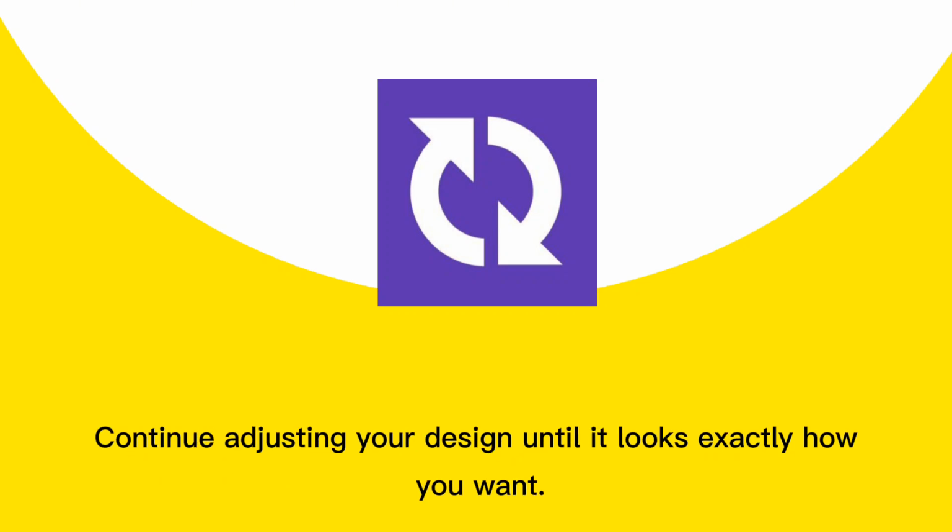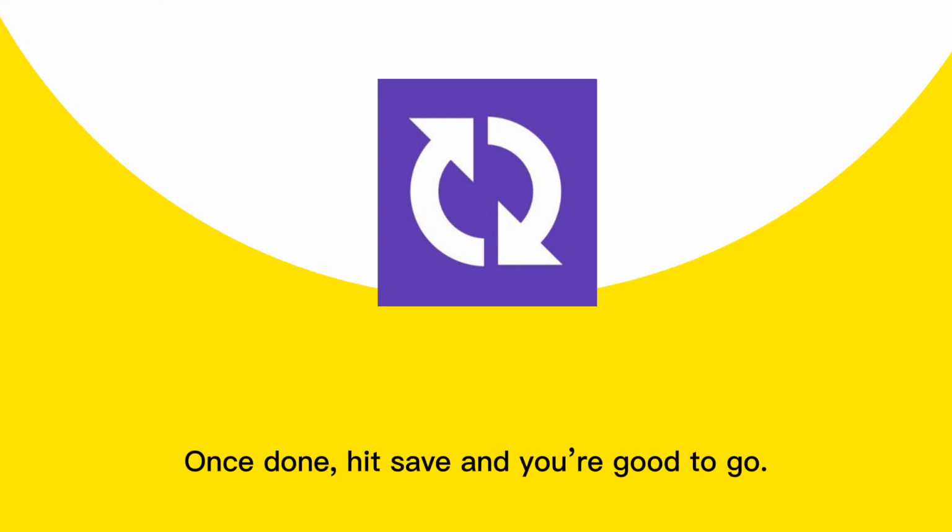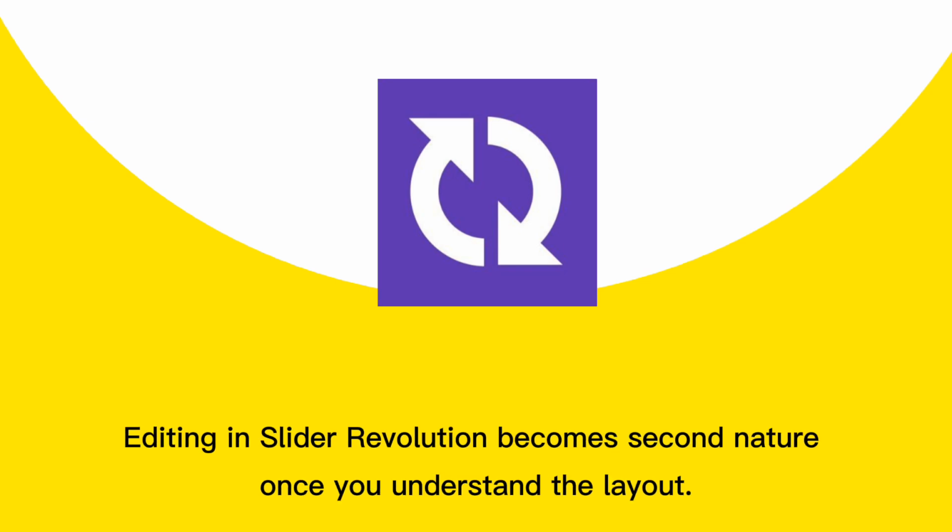Continue adjusting your design until it looks exactly how you want. Don't forget to check the preview on different screen sizes: mobile, tablet, and desktop. Once done, hit save and you're good to go. Editing in Slider Revolution becomes second nature once you understand the layout.